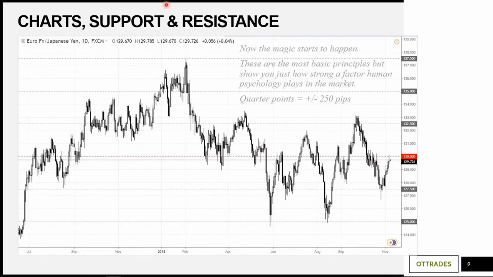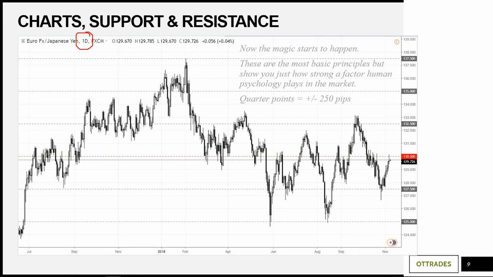Now, different chart, same hourly, daily time frame up here. So it says here, now the magic starts to happen. So this is a very, very basic, I've really only thrown this in. I wouldn't recommend trading off of this, but I've only thrown this in because it shows you how strong a factor human psychology plays in the market. Now, it goes back to that first slide where I said the market's made up of buyers and sellers. So price is determined by whatever the people who are trading the market think that certain currency is valued at.